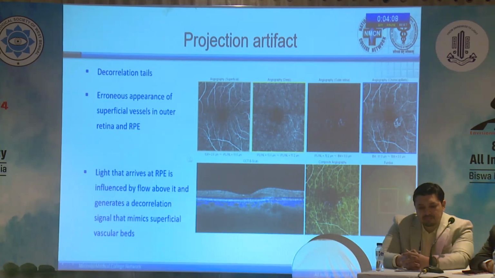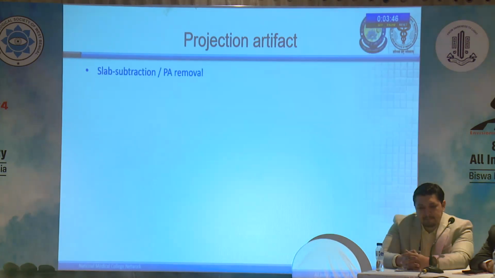Now why does it happen? It is because at any deeper level, whatever light intensity is coming has already been affected by the flow which is above it. So if you are looking at the choriocapillaris level, the light which is coming to that level has already been affected by the flow in the superficial plexus, and therefore these projection artifacts commonly occur. Now there are different ways these projection artifacts could be removed.